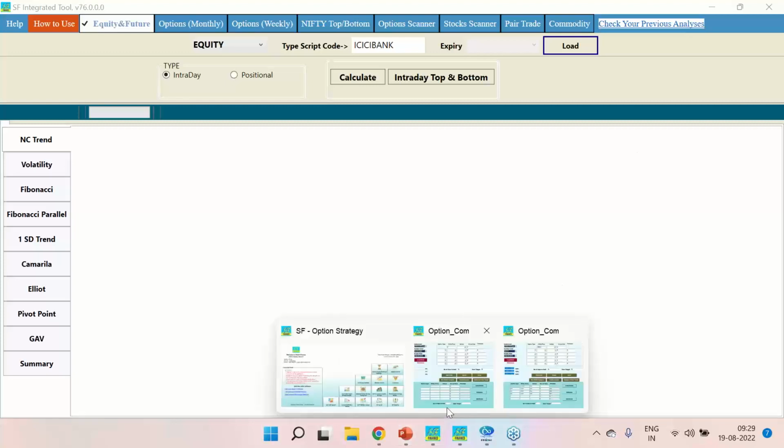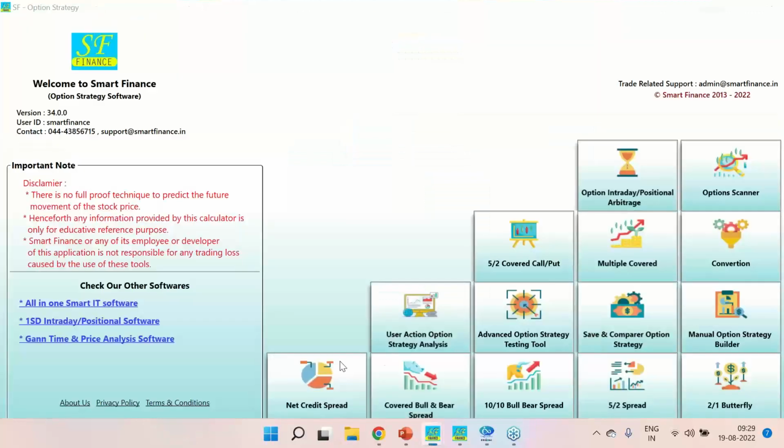Basically, we are going to learn 2-3 things. First, in the option strategy software, we will be learning how to use the save and compare option strategy feature of the software. So this particular tool we are going to learn. Save and compare, that part of the option strategy tool we will be learning today.